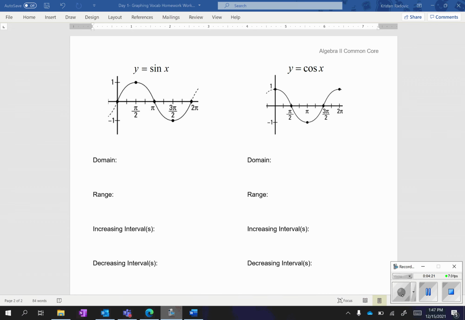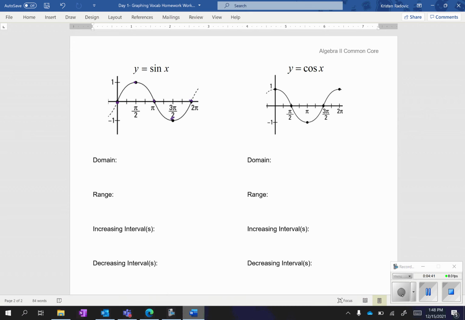So please notice how each of these graphs have 5 main points, because we really care about only 3 values on this graph. We care about the maximums, we care about the minimums, and we care about the midlines. That's where we plot all of our points. Everything else you just fill in with a curvy line.